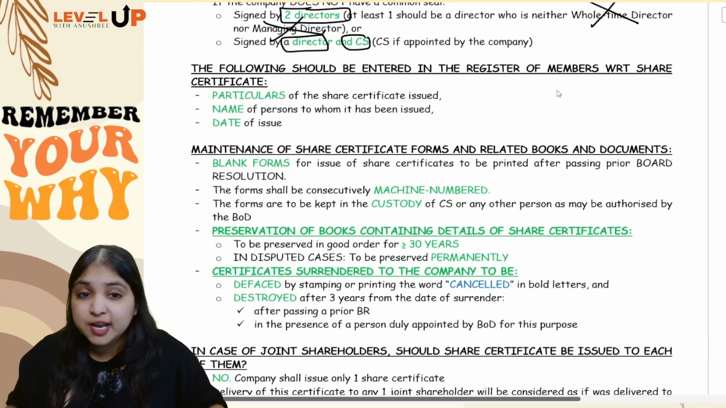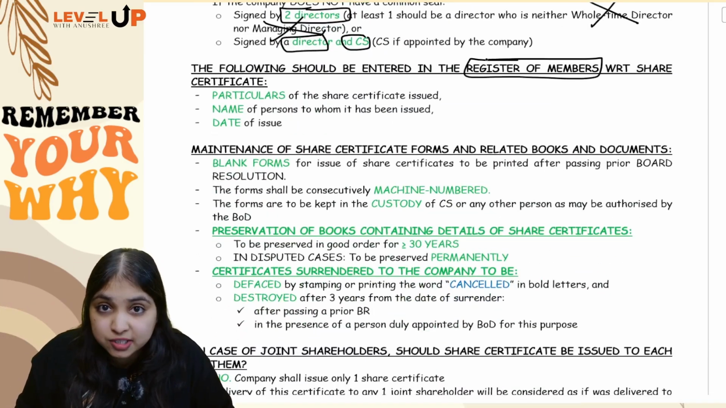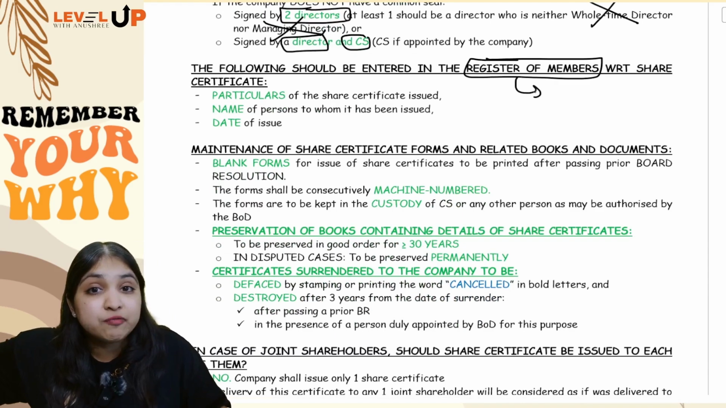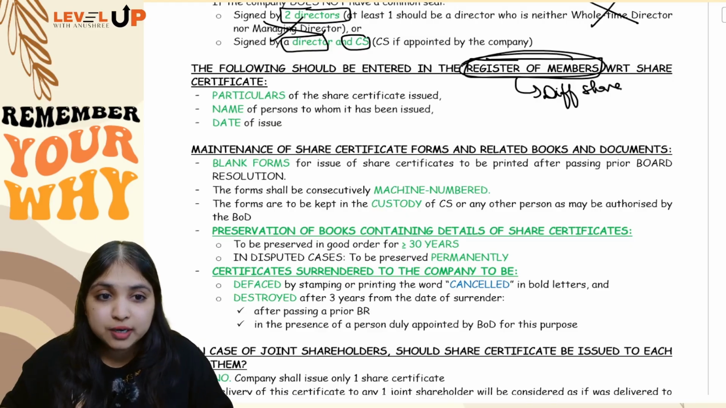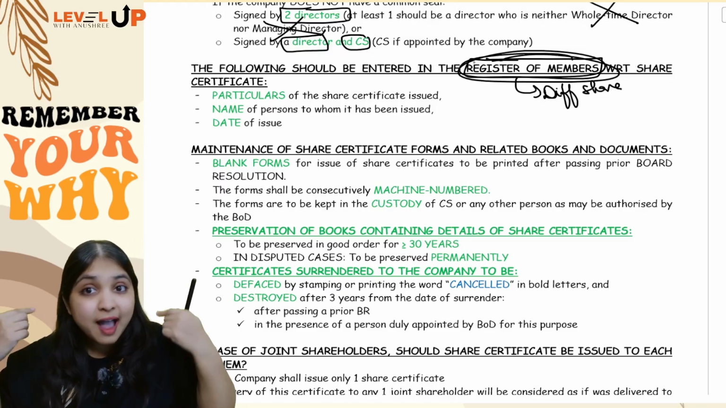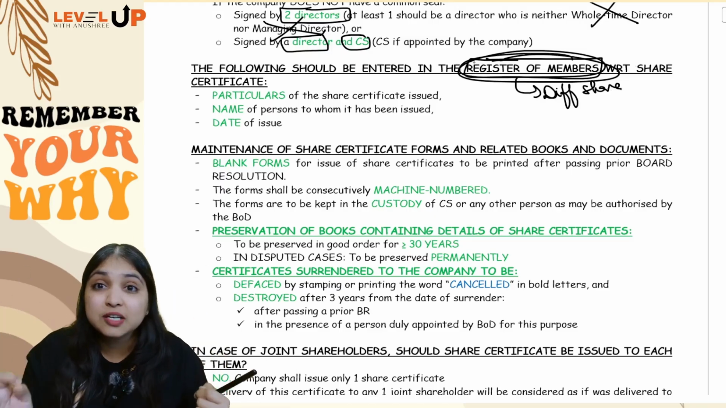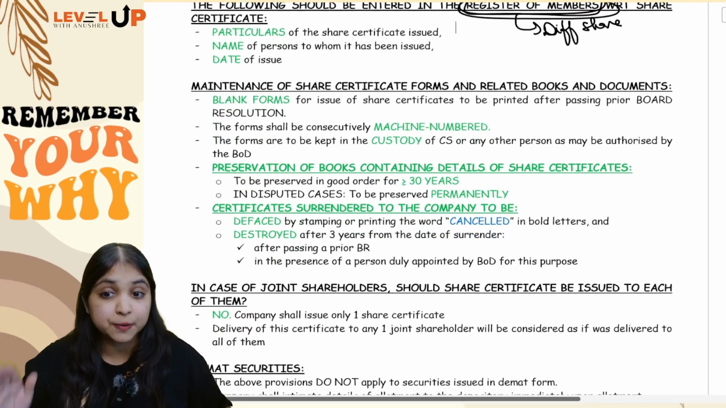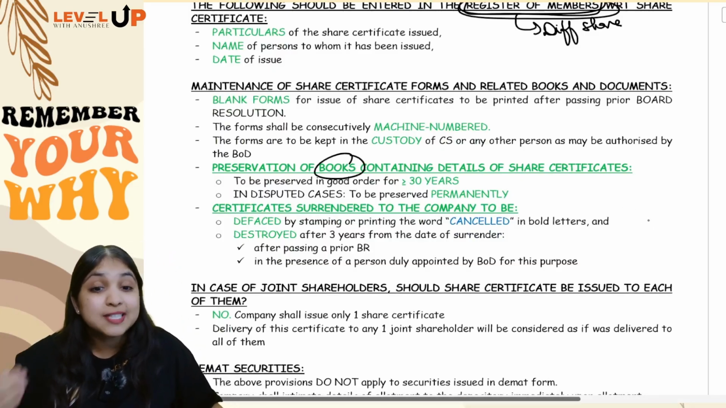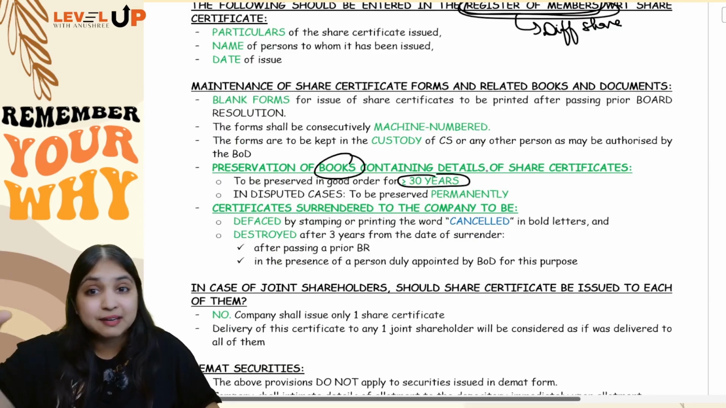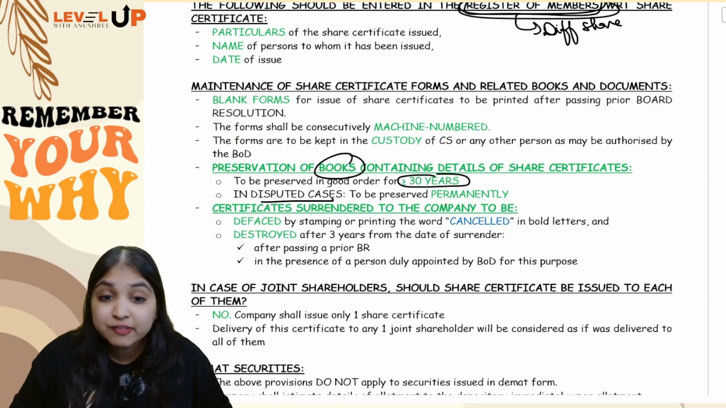Then details of the share certificate also have to be put in the register of members. We spoke about the register of members already in section 43. Remember details about differential shares. If the company has issued shares with differential rights, those details also have to be written over here, we learnt. And now one more point we are learning, share certificate details also have to be written over here. Then if the company is having books which contain details about share certificates, those books have to be preserved for at least 30 years. But if a dispute is going on, those books will be preserved permanently.